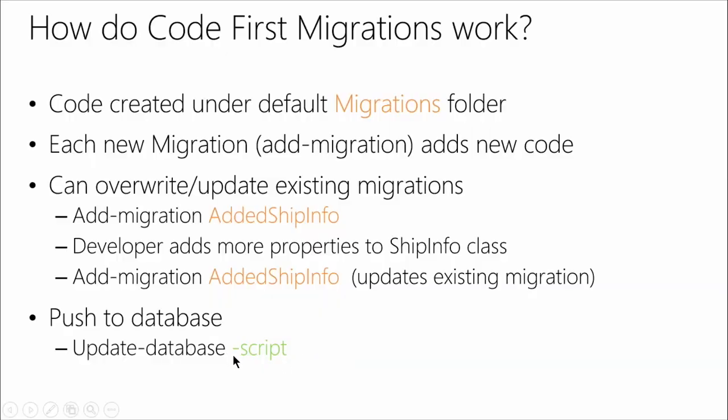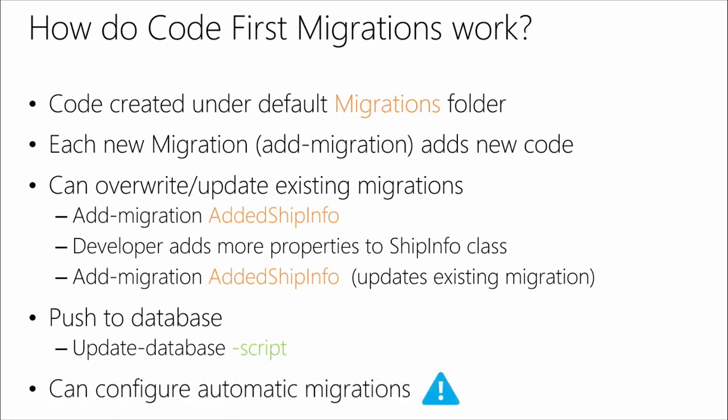When we're all done, we simply push those updates to the database. Christopher was running update-database earlier. My favorite one is update-database-script, so I can see what my code looks like that I'm going to apply to my database. Now, you had the automatic migrations configured, and you did put a warning around there. This is not something that you would keep enabled for production. Some folks like it in their development environment because they don't have to constantly add migrations. It's good for quick testing, right? Right, yep.